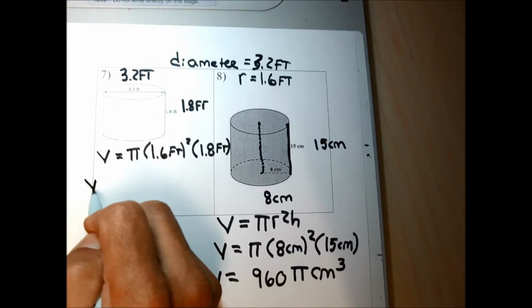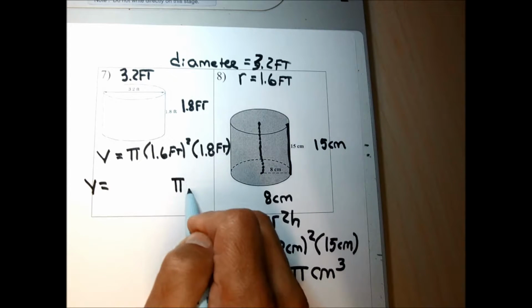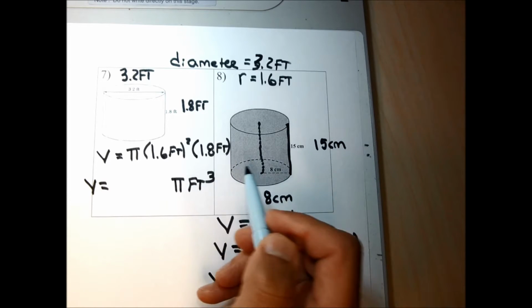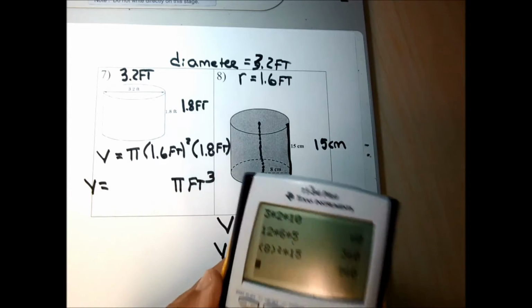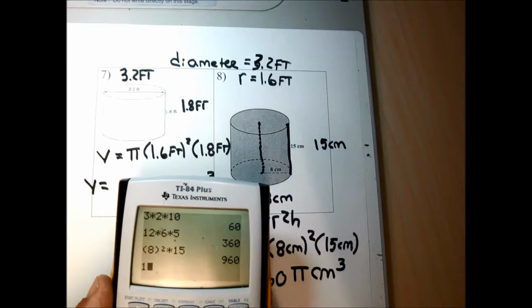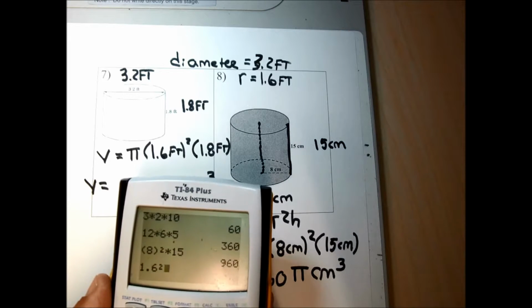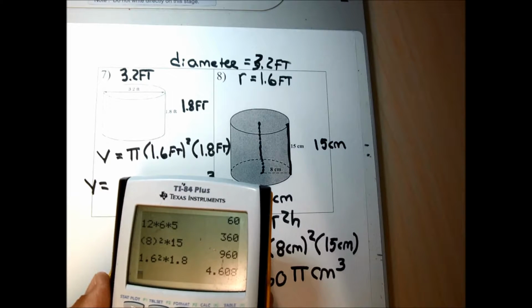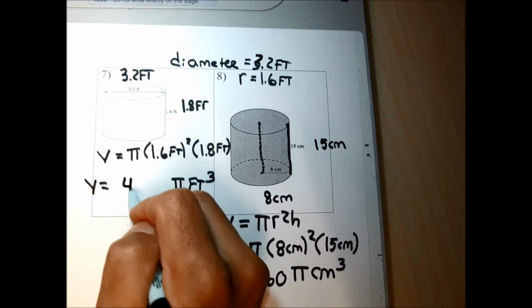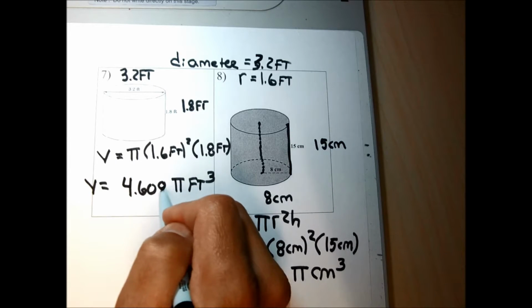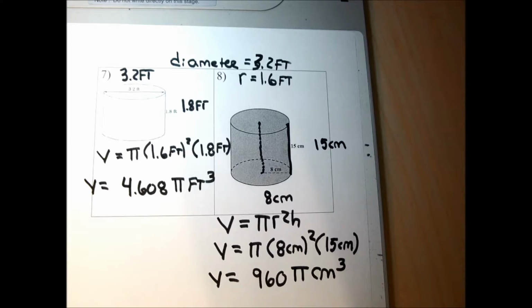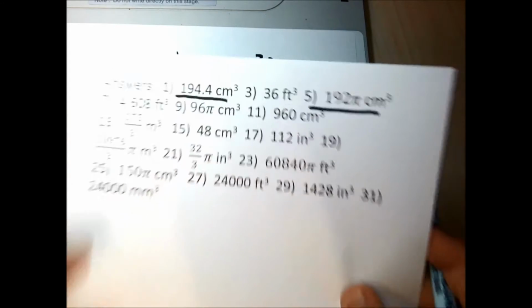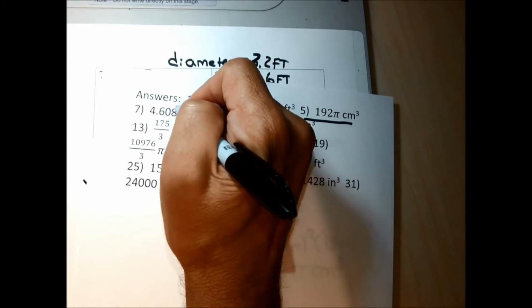So my volume, I'm going to have a pi and a feet cubed. There aren't any rounding instructions. And let me do this. 1.6 squared, I don't think I need the parentheses, times 1.8, and I get 4.608 pi feet cubed. Because it said to leave my answer with a pi, I'm leaving it with a pi, and my answer on this sheet was missing the pi. The students last semester didn't catch that.